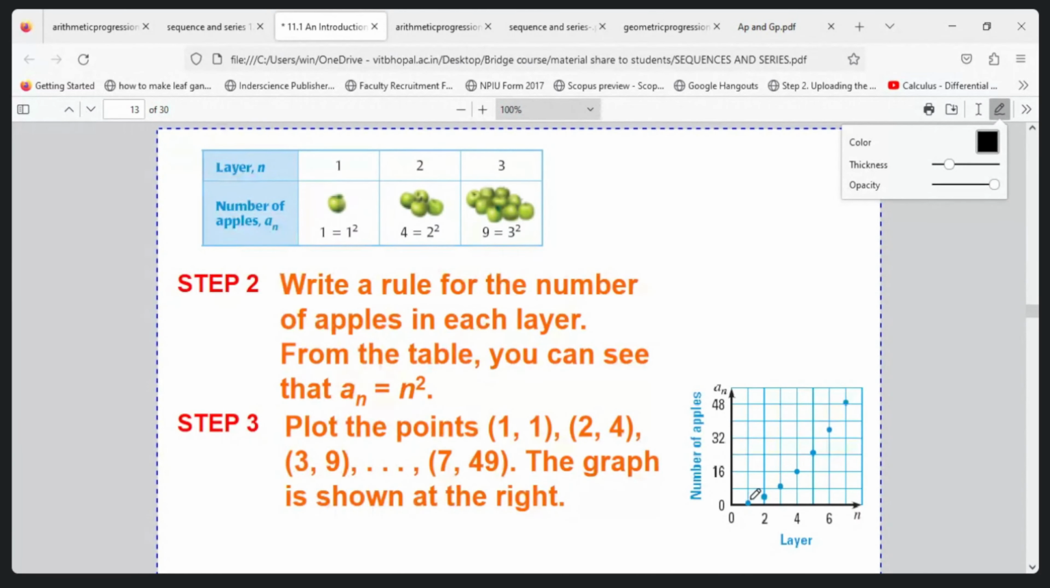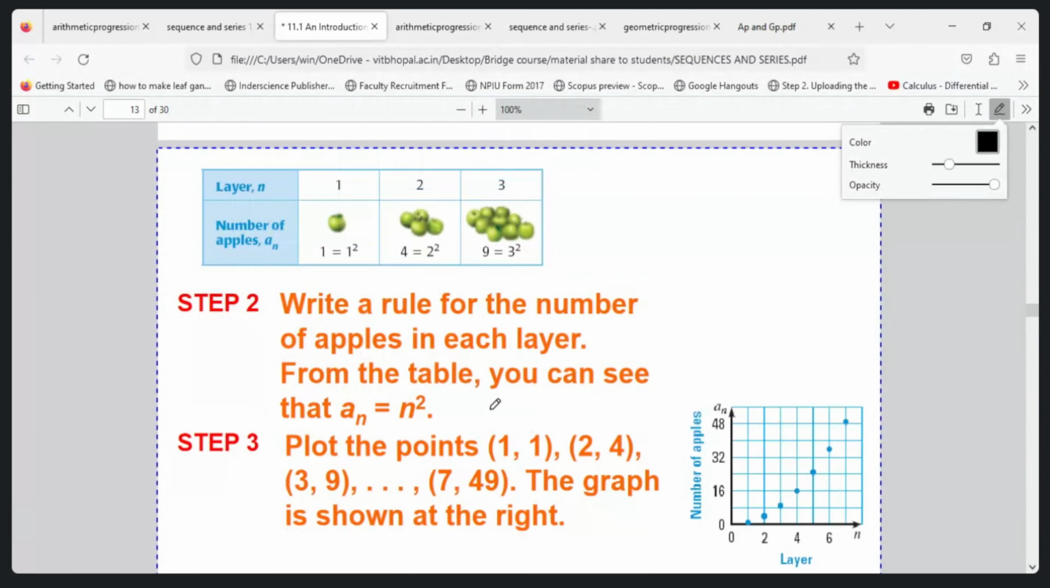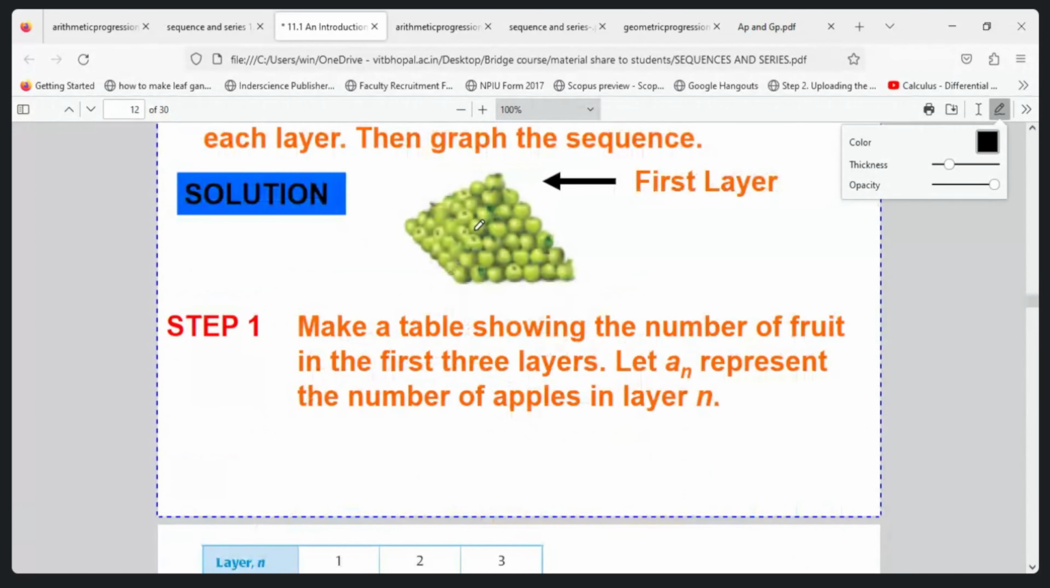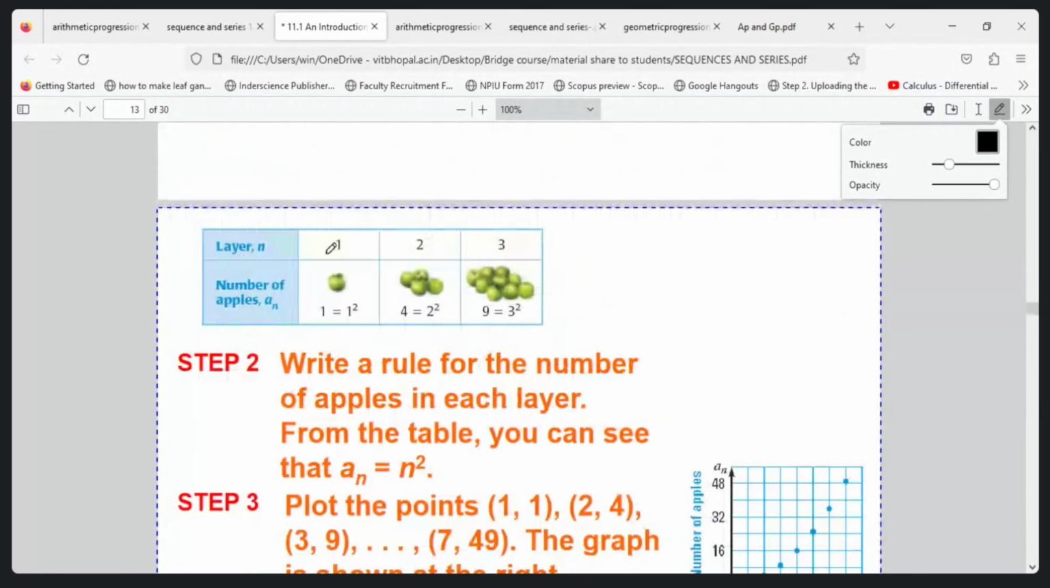So you can see this is in a sequential way. That means this is the layer: 1, 2, 3, 4, 5, 6, and 7. Here that one means the seventh layer.